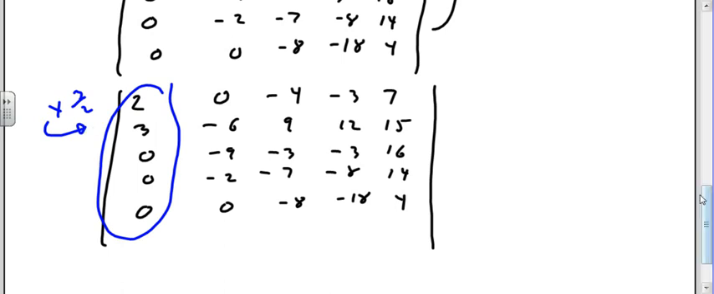But I could go and multiply this times 3 and add to there, and that would make that guy a 0. And that might help out. So I could do something cool like that if I wanted to. Anyway, luckily we're out of time, so we can call it a day.